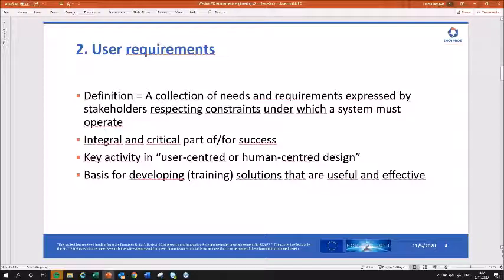So user requirements analysis is in fact the collection of the needs and requirements from the ultimate end user, so the people who will use the system, who will use the product, and also taking into account the constraints under which a system must operate. For example, organizational constraints, budget limitations, etc. So really collecting user needs and user requirements is almost the fundament of good system development. You have to know what they want, you have to know what they need, and then you can design a product that is as optimal as possible to meet these needs.